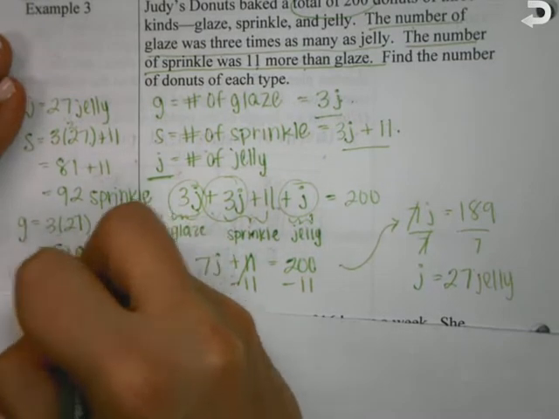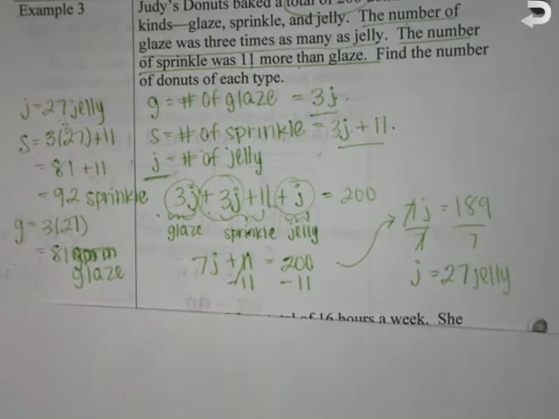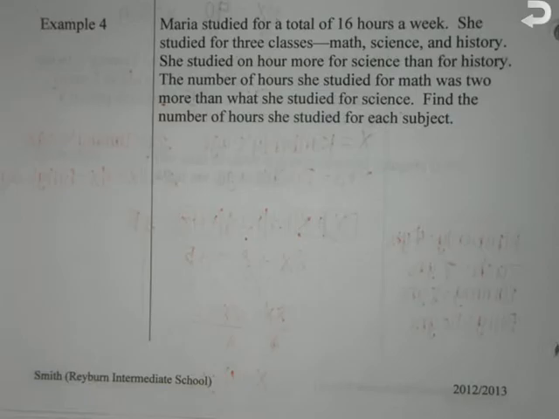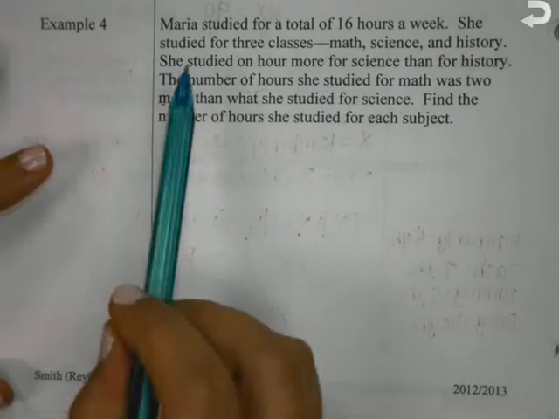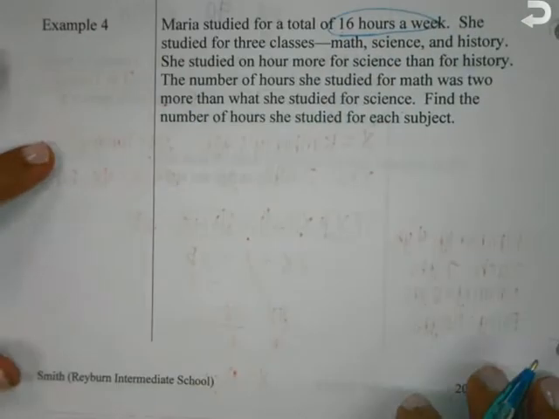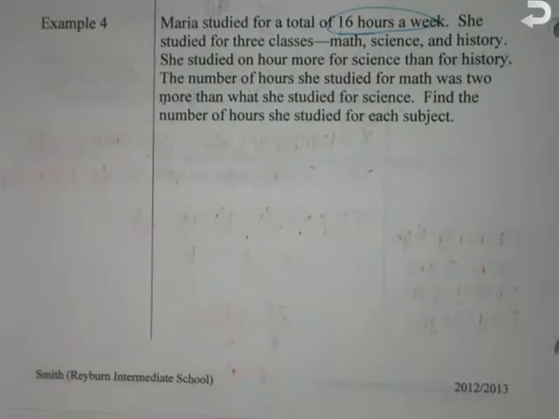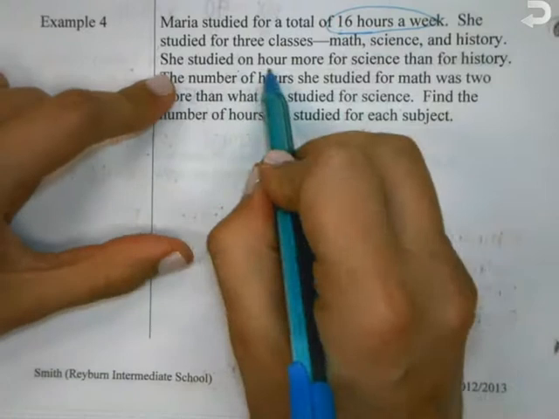Okay. Maria studied for a total of 16 hours a week. She studied for 3 classes: math, science, and history. Okay? So she studied 1 hour more for science than for history. Typo. So she studied 1 hour more for science than for history.